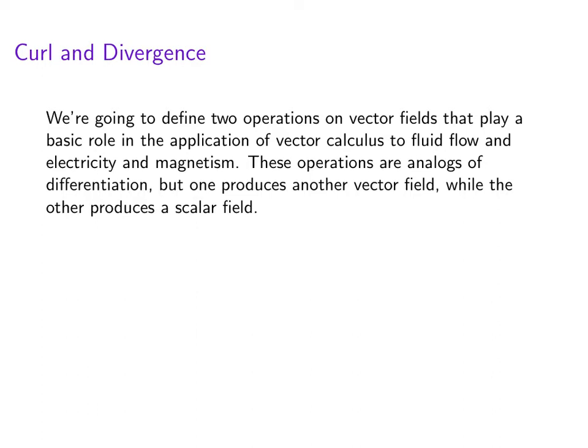These are analogs of derivatives. They're types of derivatives. One of them is going to produce another vector field, and the other will produce a scalar field. So the input is going to be a vector field. One operation turns it into a different vector field. Another operation turns it into a scalar field.